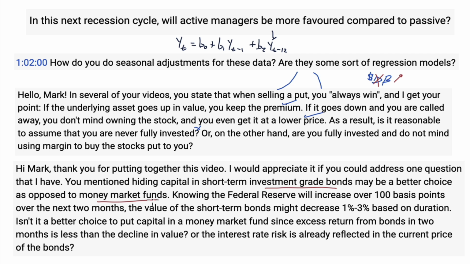Knowing the Federal Reserve will increase over 100 basis points over the next 2 months, the value of the short-term bonds might decrease 1 to 3%. Well, the holding might decrease, but if you're holding it to maturity, no, you're going to realize that yield. Isn't it a better choice to put capital in a money market fund since excess returns from bonds in 2 months is less than the decline in value?